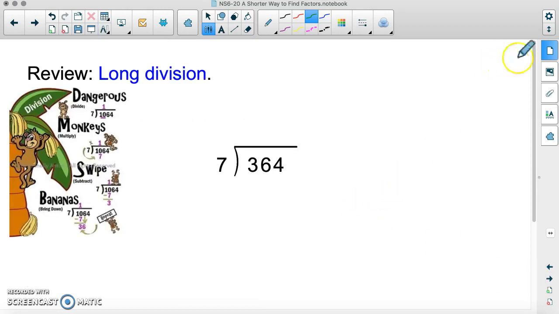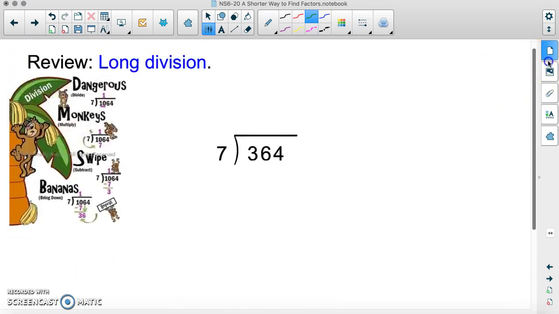Now, before we go any further in this lesson, we're going to do a review of long division. I have put our acronym here on the side just to help trigger your memory. We use the saying, dangerous monkeys swipe bananas. We first divide, we multiply, we subtract, and then we bring down. So we want to know if 364 can be divided by 7. I know that 7 cannot go into 3. I need my 0 placeholder.